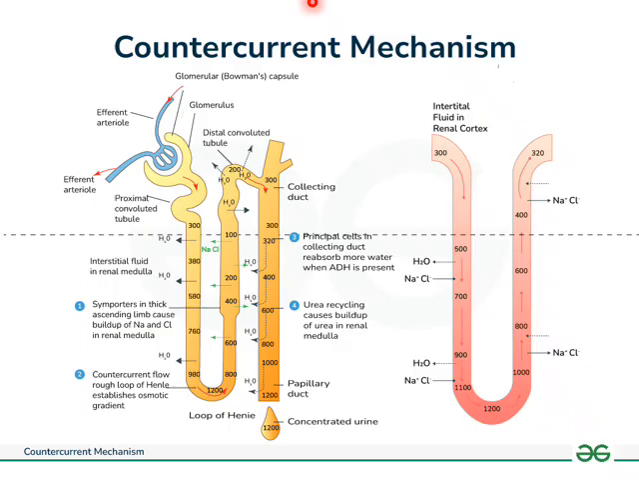The countercurrent multiplier will create the gradient. They are the ones that create the gradient. The countercurrent exchanger will exchange and preserve the gradient. Then the collecting ducts can use this gradient to vary the urine concentration.